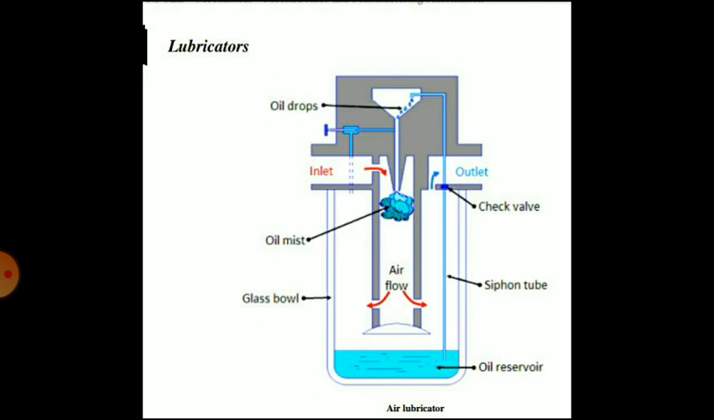There is an oil mist, then the oil drops, then there is a glass bowl, then there is the air flow, and at the bottom you can see the oil reservoir. There is a check valve, and through the oil outlet the mist of air and oil particles will be taken off through the outlet and it will lubricate the system.